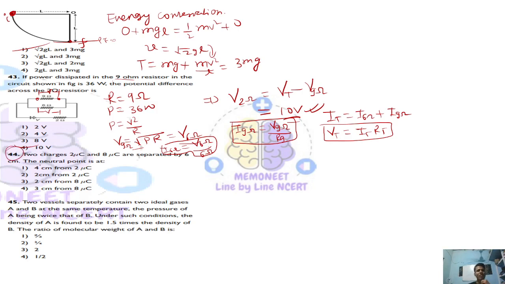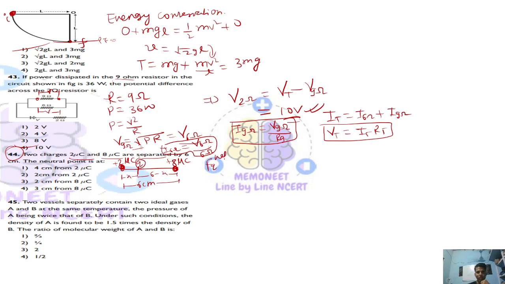Okay, now moving to the next. Two charges are separated by a neutral point. You just need to calculate the neutral point and nothing else. It's a simple electrostatic equilibrium problem. Let's see. 2 microcoulomb charge here, and here 8 microcoulomb charge. Both are positive, so the neutral point will be nearer to the smaller charge. Suppose they are separated by 6 centimeter, with x from this one and 6 minus x from the other. Let's suppose a charge q is placed there.